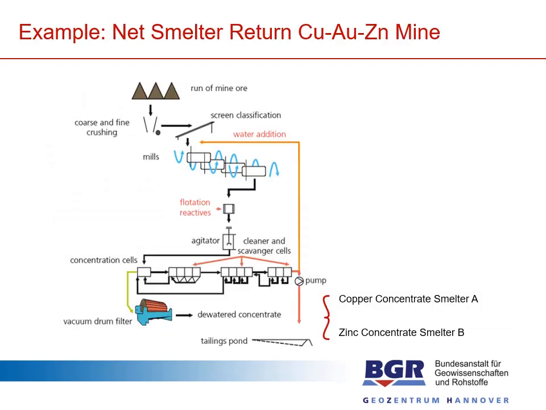On the next slides, I will give an example of how to calculate the net smelter return for a copper, gold and zinc mine. There is an ore body that is mined, the ore is crushed and afterwards milled, and after milling it is floated into two different concentrates, a copper concentrate sold to smelter A and a zinc concentrate sold to smelter B. So the net smelter return has to be calculated for the copper concentrate and also for the zinc concentrate.